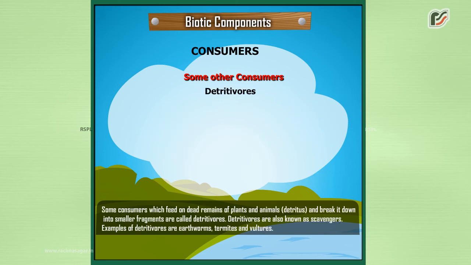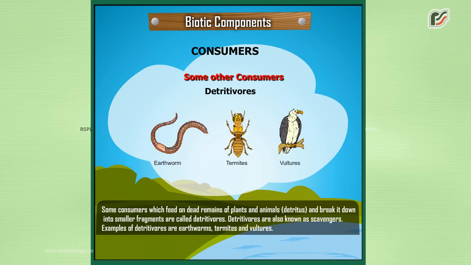Detritivores. Some consumers which feed on dead remains of plants and animals, detritus, and break it down into smaller fragments are called detritivores. Detritivores are also known as scavengers. Examples of detritivores are earthworms, termites, and vultures.